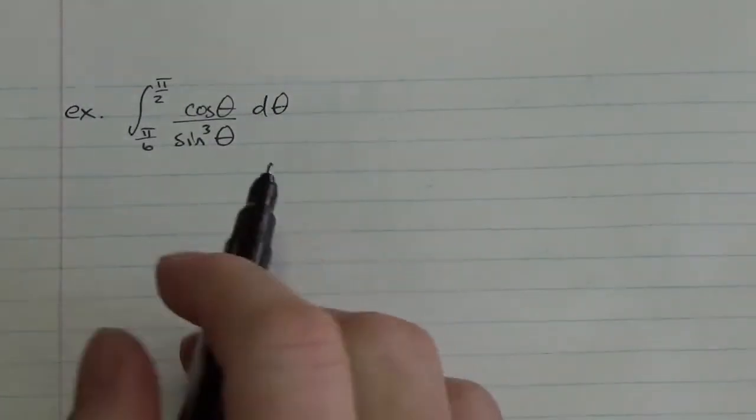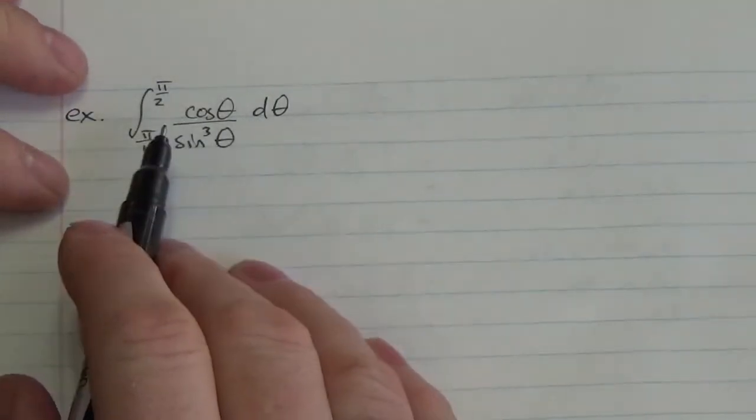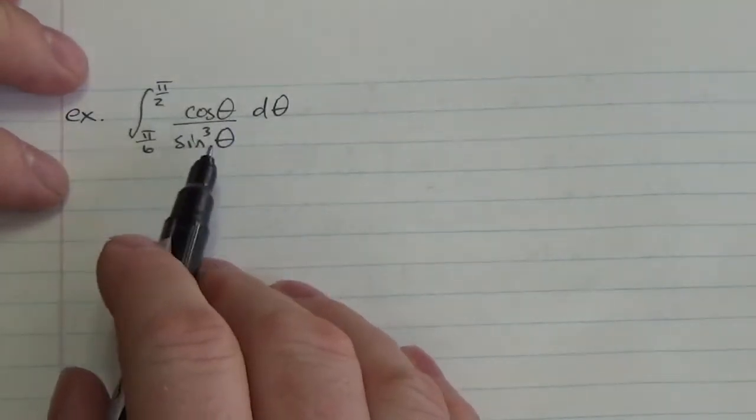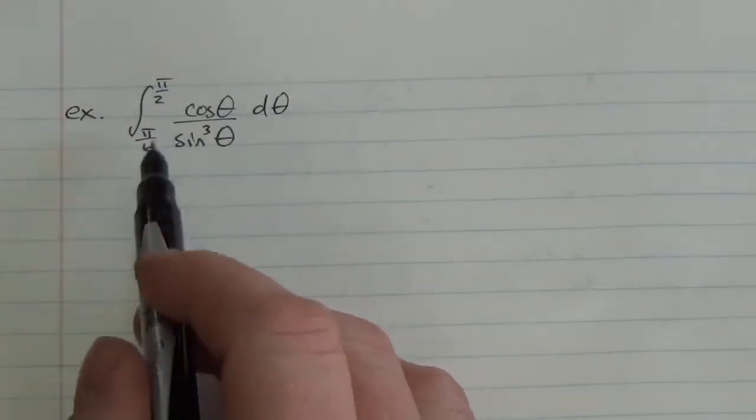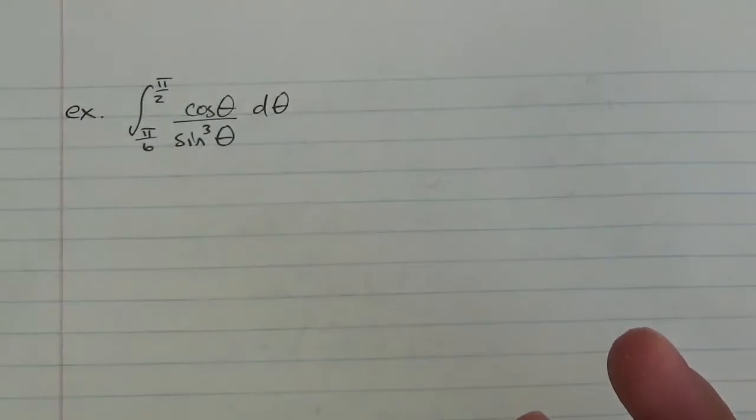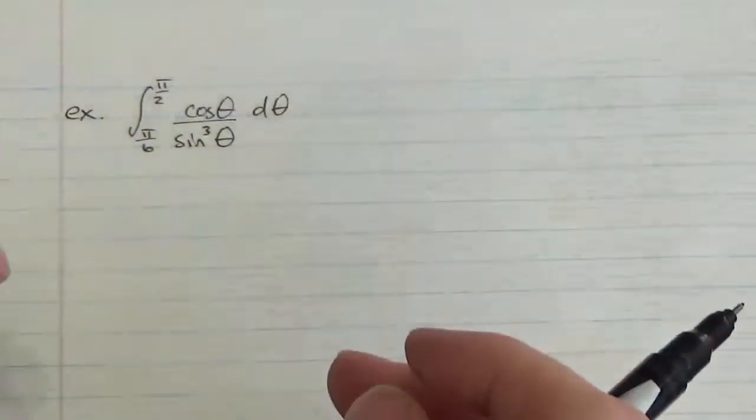Okay, so I'm going to do 2 more examples with you, and these 2 are going to be definite integrals. In this case I've got the integral of cos of theta over the sine cubed of theta d theta from pi over 6 to pi over 2. So I am going to get a value at the end here. Now I'm going to do this one in one way, and then I'm going to do another example showing you another way of handling it.